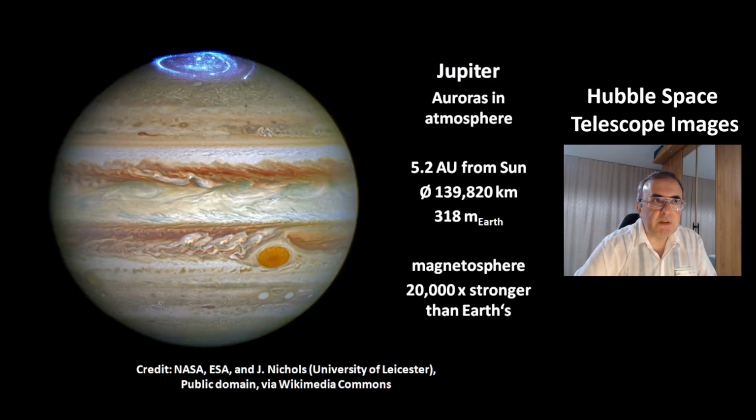This is a picture of Jupiter's aurora in the atmosphere. Jupiter has a distance of 5.2 AU from the Sun. Its diameter is 139,820 kilometers, and its mass is 318 Earth masses. Jupiter's magnetosphere is 20,000 times stronger than Earth's. That's because of Jupiter's high mass and quicker rotation speed.